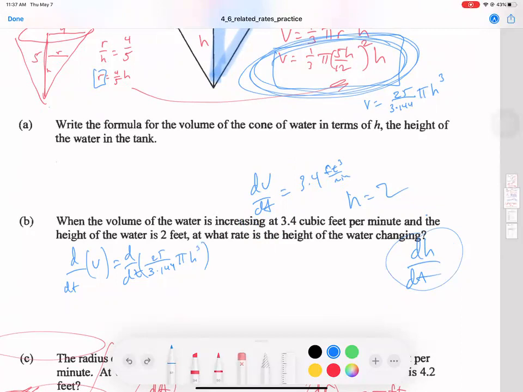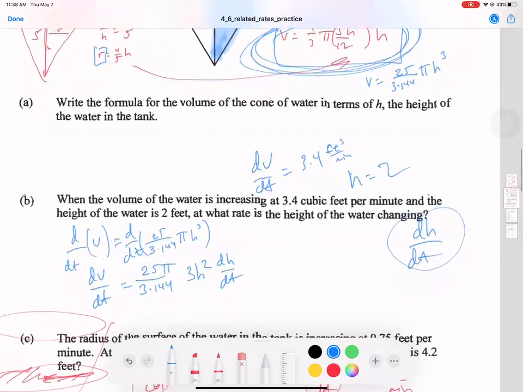So here we go. Let's take the derivative. The derivative of V is simply dV over dt. On the right, the derivative of 25 over 3, don't do quotient. That's just a constant. Leave that alone. Pi is a constant, left alone. What's the derivative of h cubed? Power rule. That's going to be 3h squared. Chain rule. dh over dt. I would practice that on your own like 2 or 3 times so you get that method. It's actually not very hard, but we do forget parts.